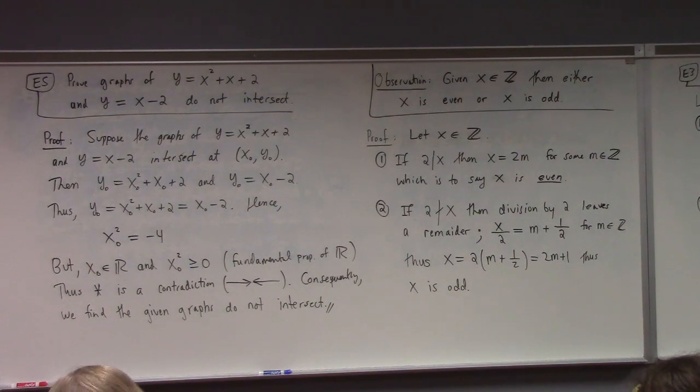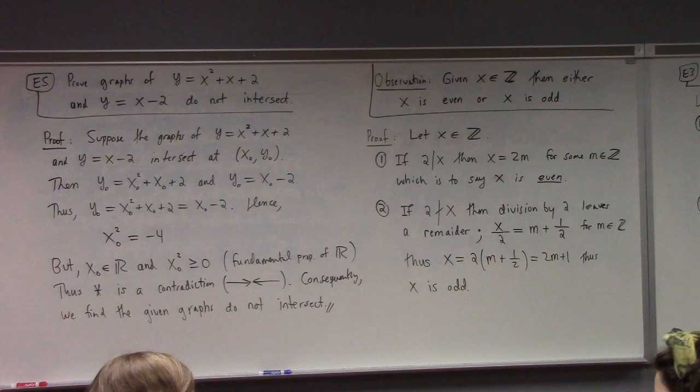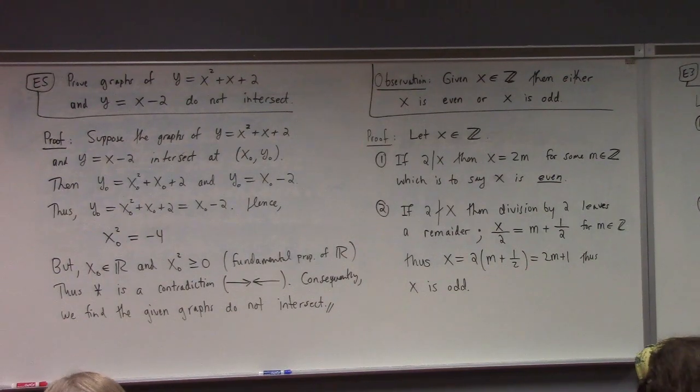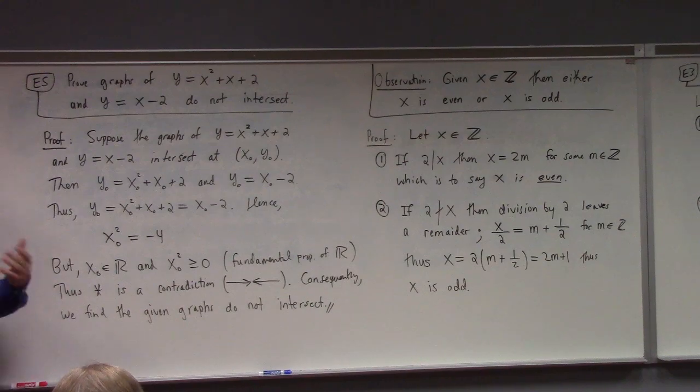This is proof by contradiction. Now, does the square of a real number being non-negative have anything to do directly with the intersection of graphs? I don't think so, right? This is the nature of contradiction. It's like where the contradiction arises doesn't necessarily have to have any direct logical connection to the problem statement that you're facing, right?